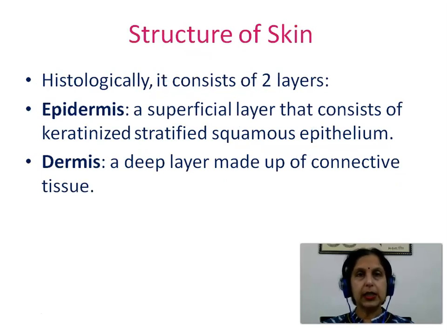Histologically, it consists of two layers, epidermis and dermis. Epidermis is a superficial layer that consists of keratinized stratified squamous epithelium. Dermis is a deep layer made up of connective tissue.